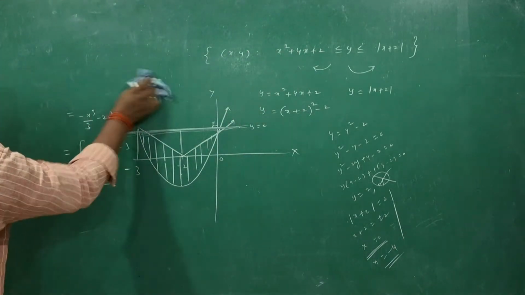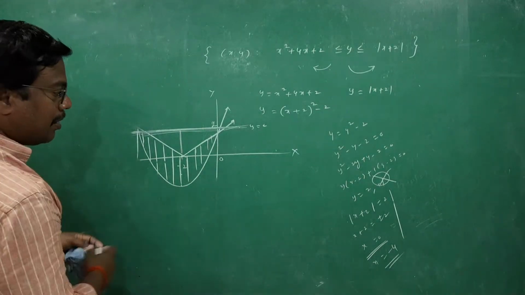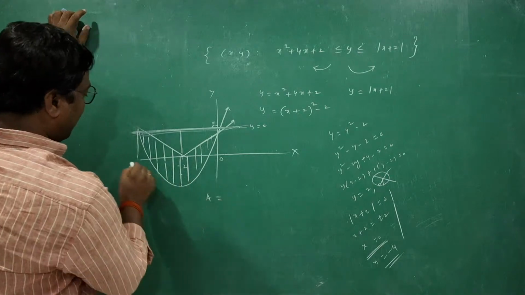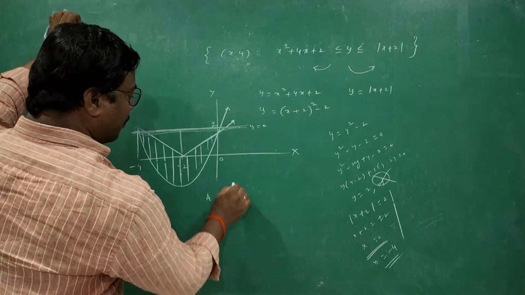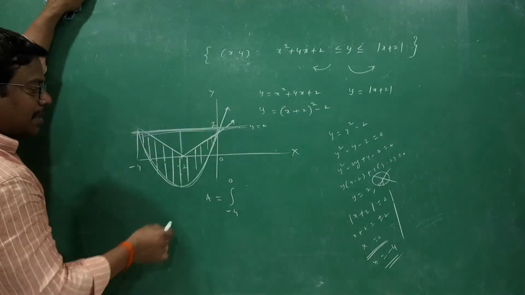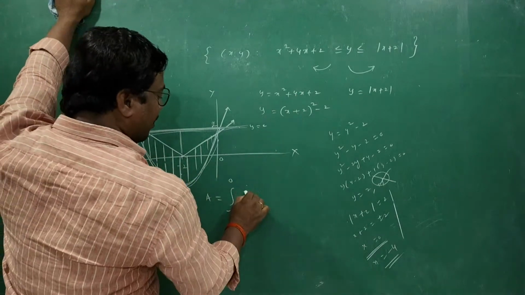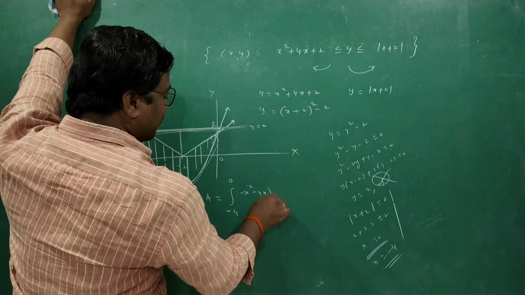So for y equal to 2, you got minus 4 here. So let me find the area again. Now the area becomes, here it is minus 4. So minus 4 to 0, greater function straight line, least function parabola. So removing that, you will get only minus x square minus 4x.